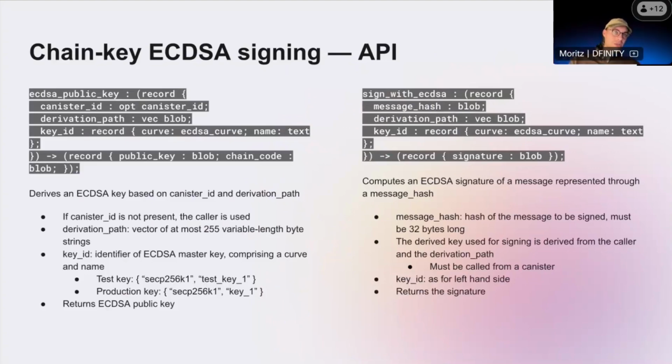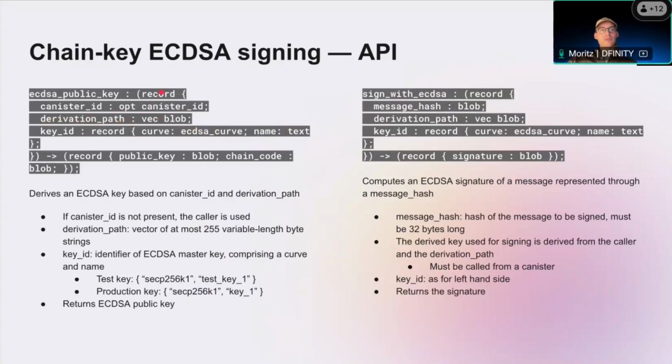So there's again an API for this kind of functionality, for the signing functionality, and there's one API for ECDSA signatures, and there's another API for Schnorr signatures. I quickly want to go over this. I'm not going to cover the Schnorr one because it's almost the same. But if you want to get the ECDSA public key for a certain canister and for a derivation path, which is basically how you obtain those unlimited other public keys, this is what the interface looks like.